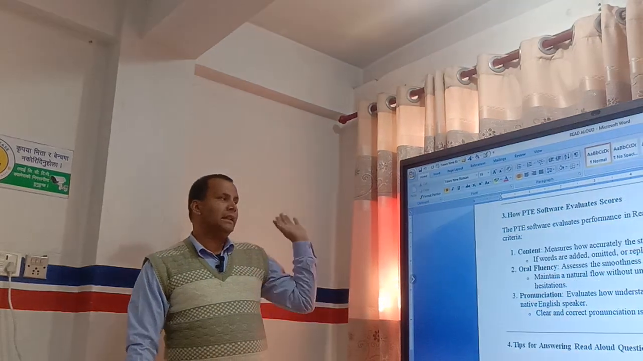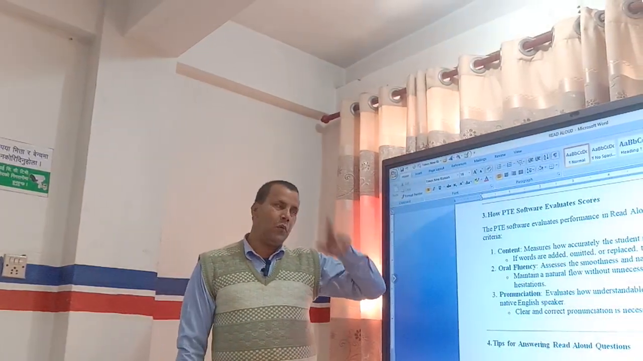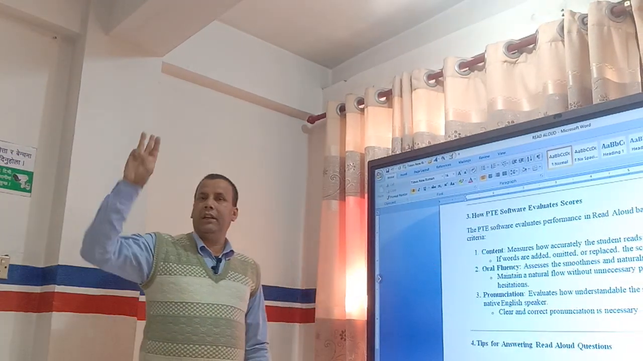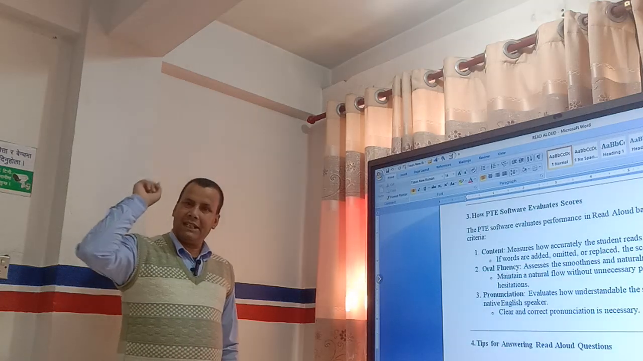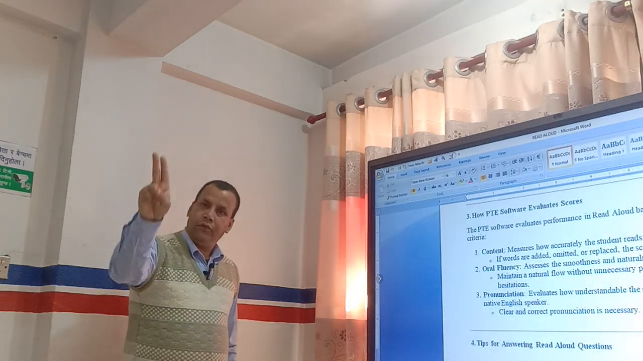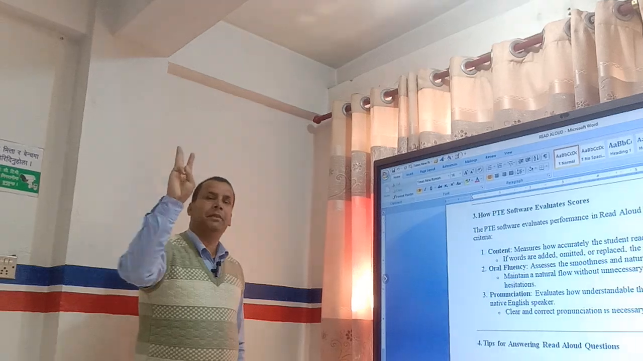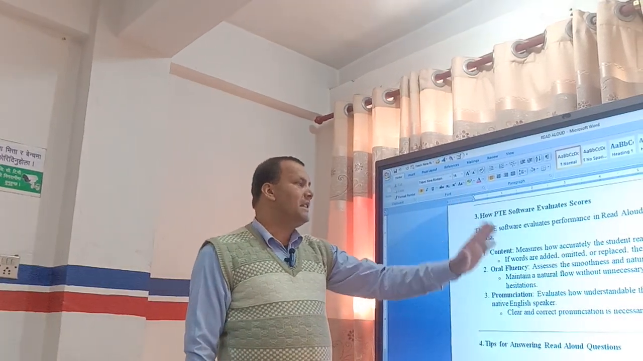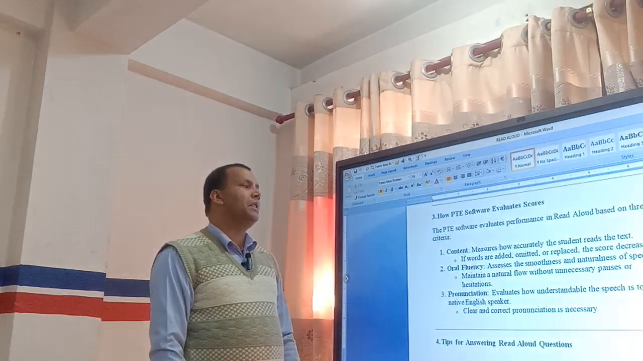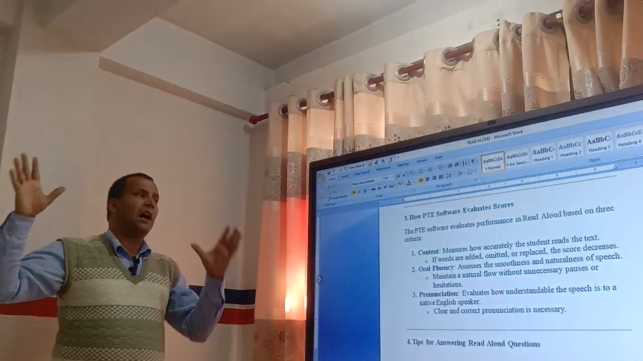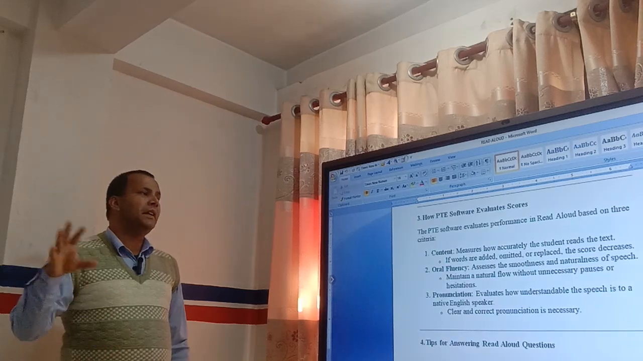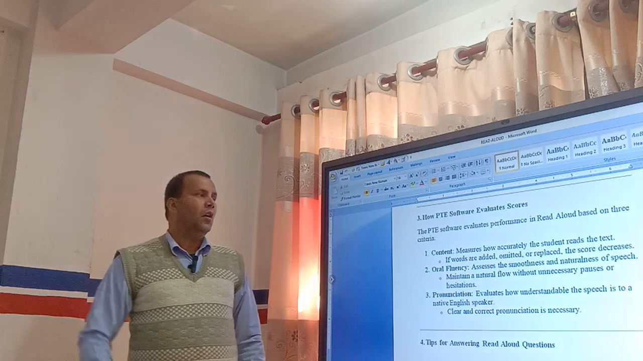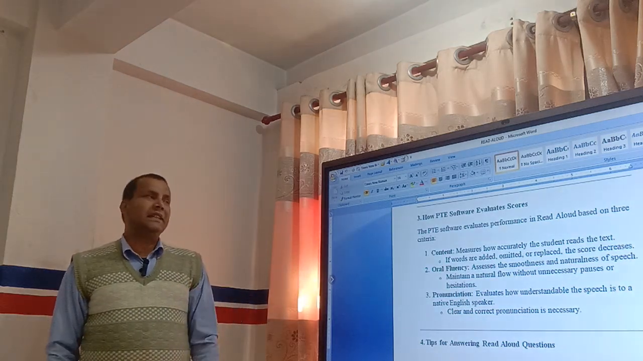So number one is content. Number 2 is oral fluency. Number 3, pronunciation. Content, oral fluency, and what? Pronunciation. Let me explain it. Content measures how accurately the student read the text. If words are added, omitted, or replaced, the score decreases.